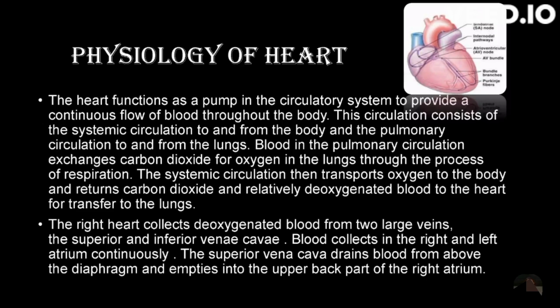Next, physiology of the heart. The heart functions as a pump in the circulatory system to provide a continuous flow of blood throughout the body. This circulation consists of the systemic circulation to and from the body and the pulmonary circulation to and from the lungs. Blood in the pulmonary circulation exchanges carbon dioxide for oxygen in the lungs through the process of respiration. The systemic circulation then transports oxygen to the body and returns carbon dioxide and relatively deoxygenated blood to the heart for transfer to the lungs.